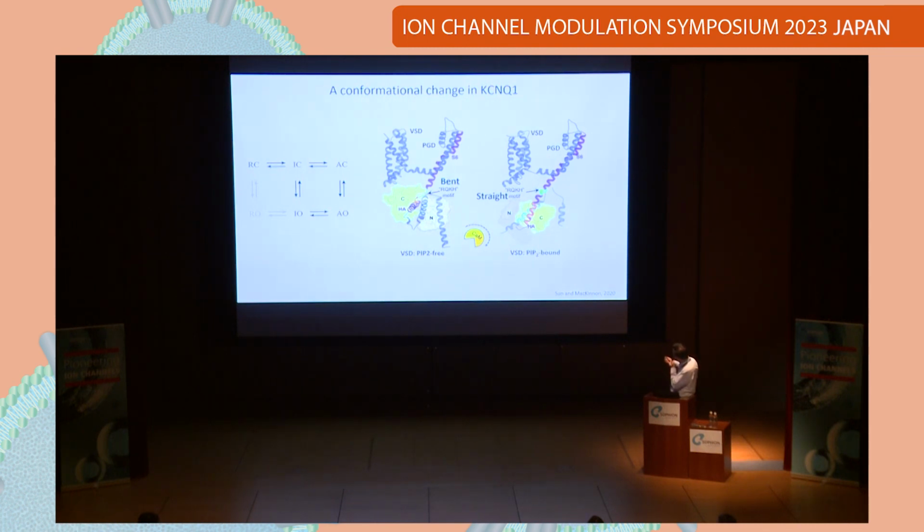And then when there is PIP2 binding here, this structure becomes an intact alpha helix, so that this becomes straightened up. So we call this the straight conformation. And in this straight conformation, the calmodulin made a large conformational change so that it's no longer interacting with this. Okay, so we wondered whether these two conformations are related to the I state and the A state.